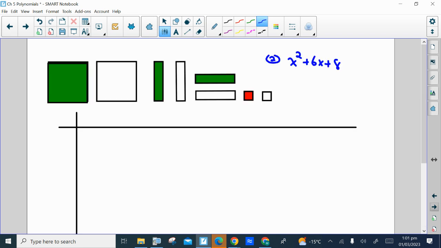So next, we've got a trinomial, x squared plus 6x plus 8. Again, these are the same type as what we've been working with, right? There's an x squared term, there's an x term, and there's a constant term.